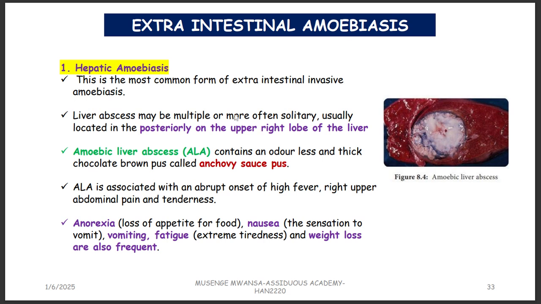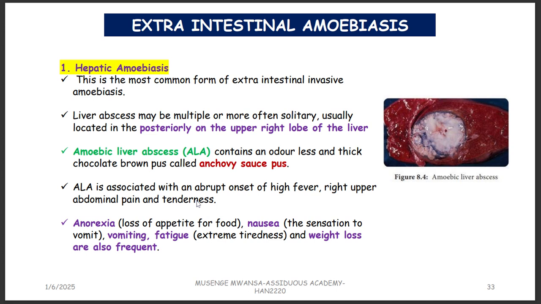So by far, hepatic amoebiasis, we are saying, is the most common type of extraintestinal amoebiasis. Please take note of the appearance of the liver if it is involved, the anchovy sauce pus. You can see the way it's looking. There is actually an abscess being formed. And this amoebic liver abscess is associated with abrupt onset of high fever, right upper abdominal pain and tenderness.